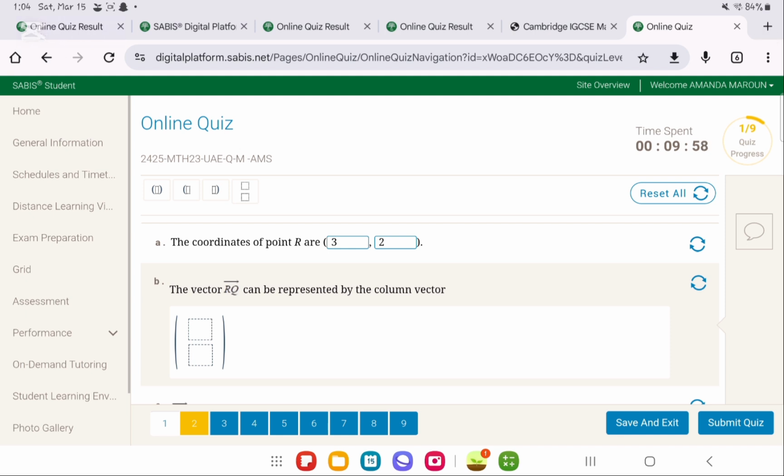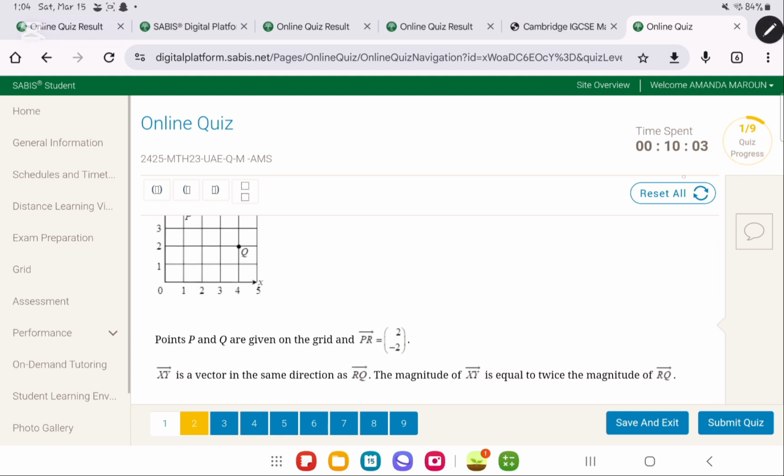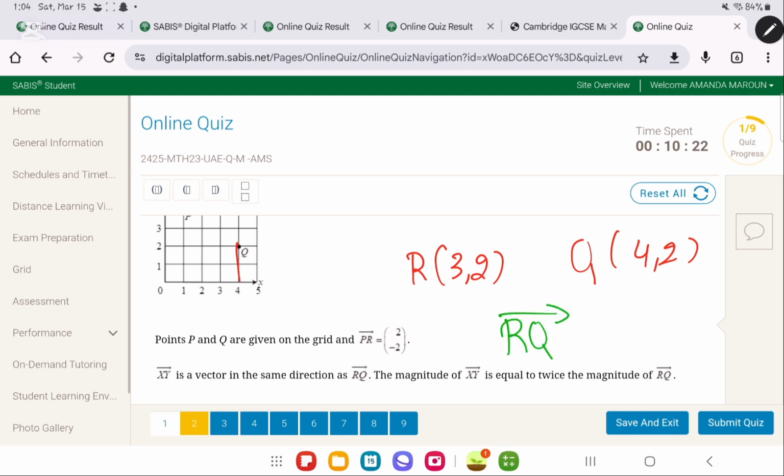They said the vector RQ can be represented by the column vector. Now we have what? We have the point R, which is (3, 2). And we have the point Q. Q is what? It is (4, 2). And they want us to find the vector RQ.